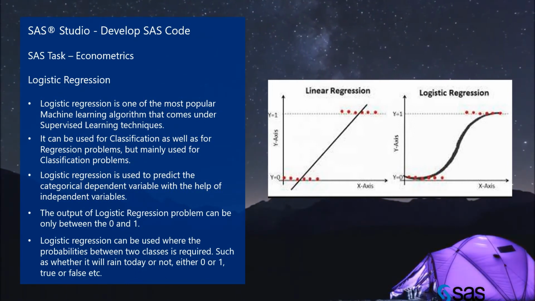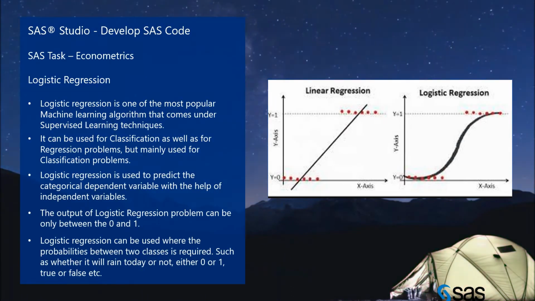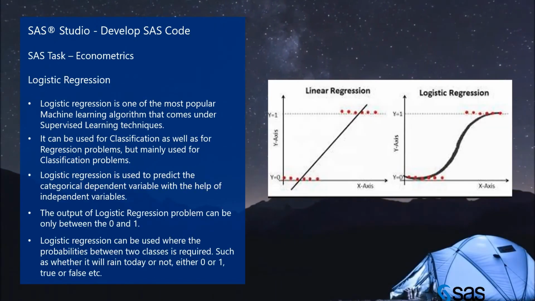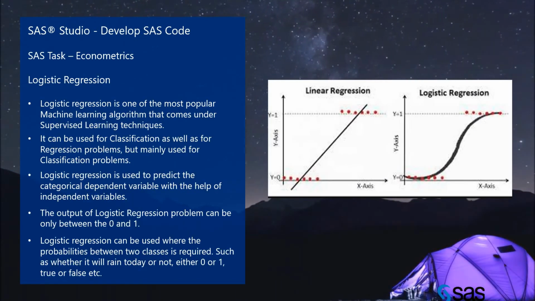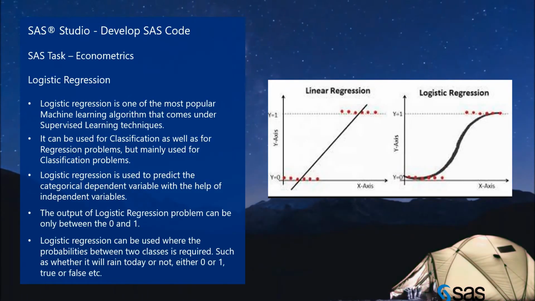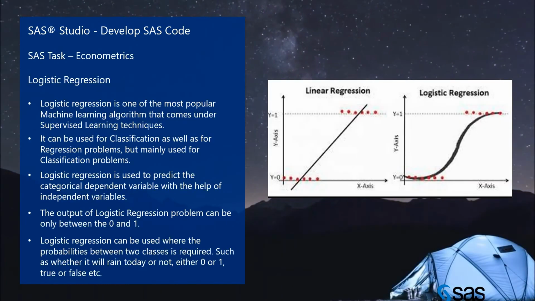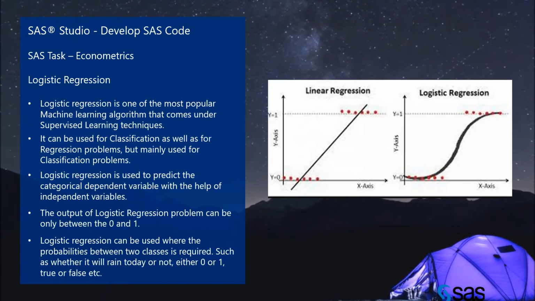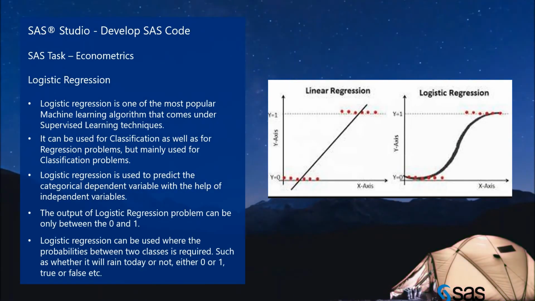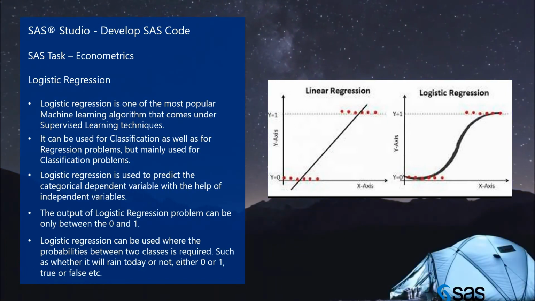So what is logistic regression? Logistic regression is one of the most popular machine learning algorithms that come under the supervised learning technique. It can be used for classification as well as regression problems, but it is mainly used for classification. It is used to predict the categorical dependent variable with the help of independent variables. The output of a logistic regression can only be between 0 and 1.